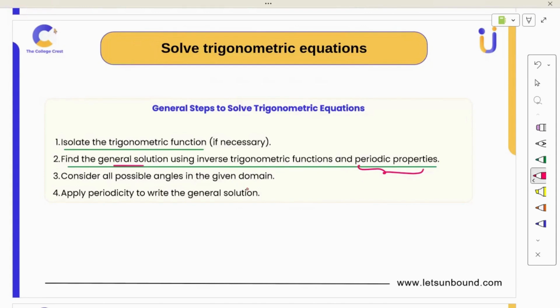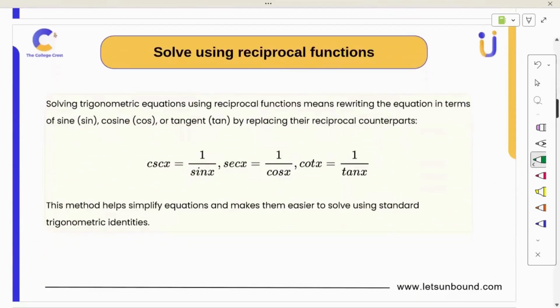Consider all possible angles in a given domain. Sometimes they won't ask you for the general solution. They will just give some restriction and we need to solve within that, so we should consider all the possibilities. Apply periodicity to write the general solution. This is important: when they ask you to find all values of an equation, we should represent the general solution. These are the steps.